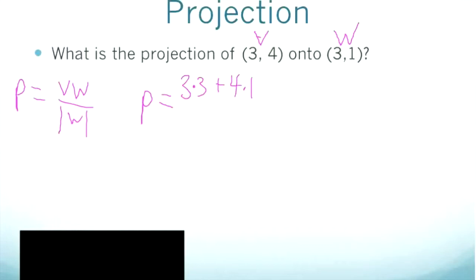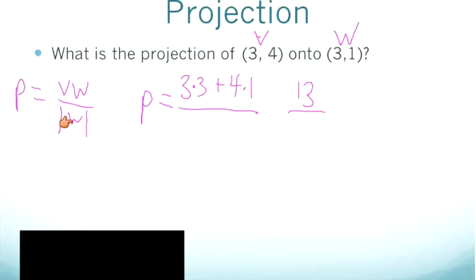Or ask a question if you still have a question. So the top, remember, if it's just multiplied, that means use the dot product. What's the dot product? X times X plus Y times Y. We'll simplify that. So 9 plus 4 is going to give me 13 on top.